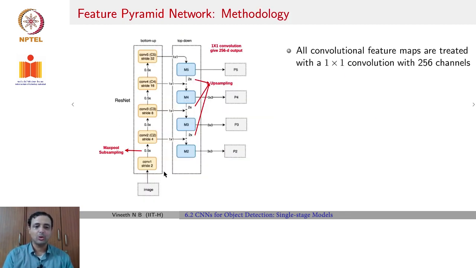So this is the overall architecture. You have an image, you have a conv layer with stride 2, then 0.5x denotes a subsampling max pool layer, a 2x2 max pool. Then you have a conv 2 with a stride 4, a max pool, a conv 3 with a stride 8, a max pool, a conv 4 with a stride 16, a max pool, and a conv 5 with a stride 32. So you can consider that this is like a ResNet that is used.